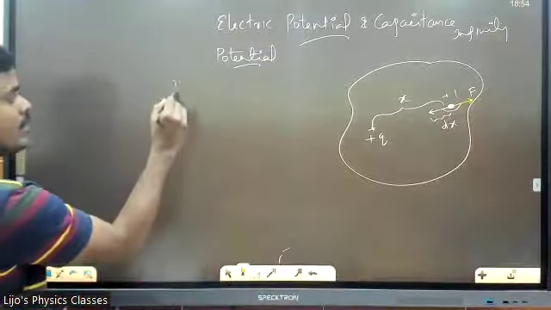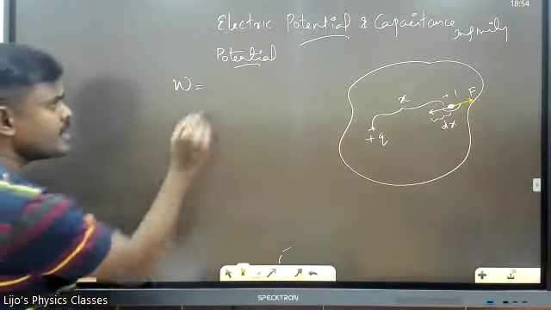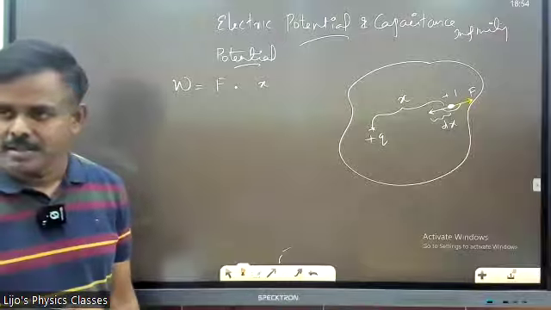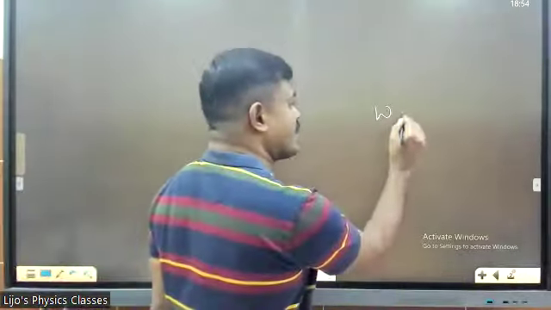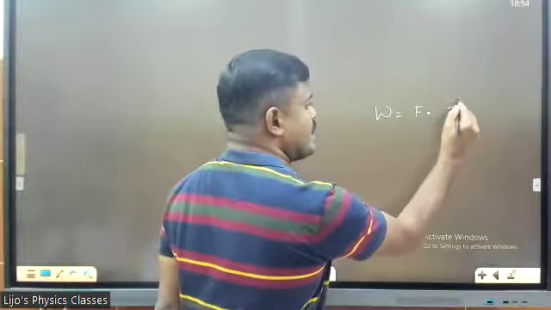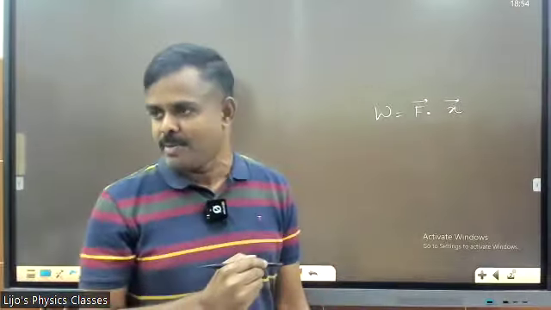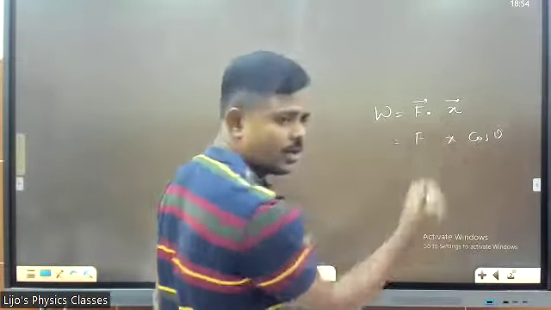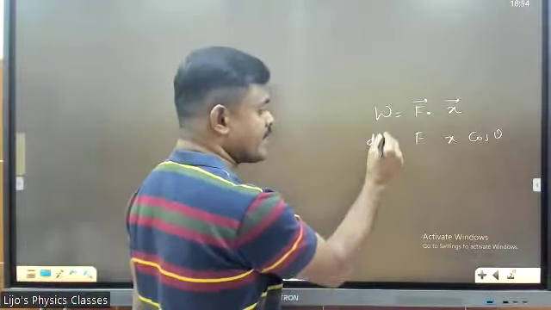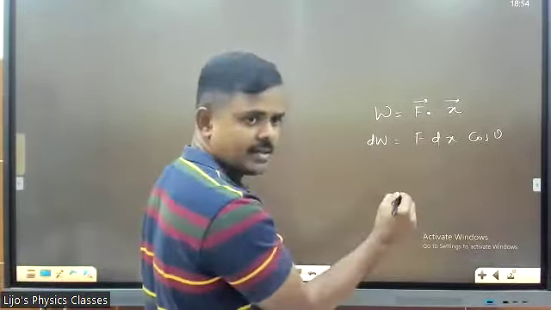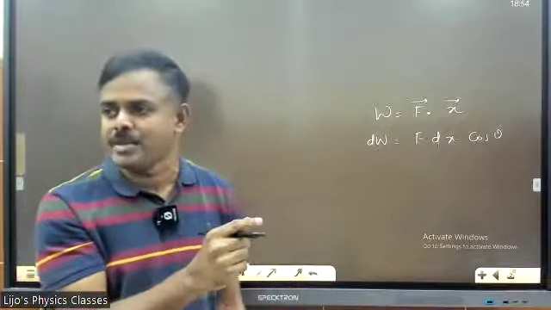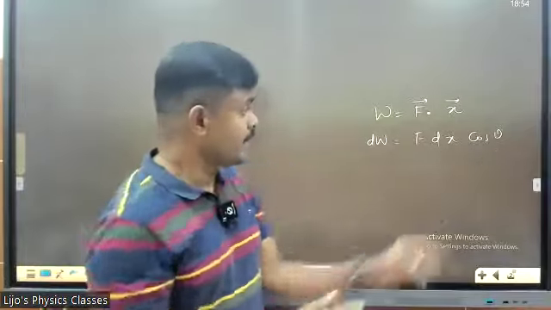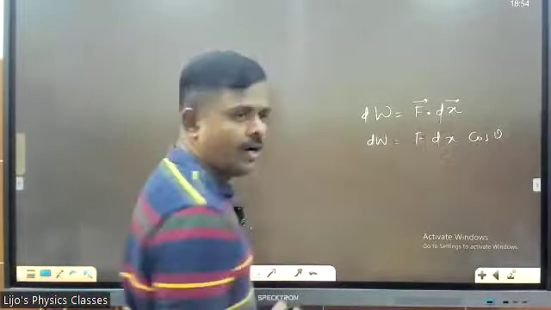So I'm going to write down the equation for work done. What is the equation for work done? Force dot displacement. You learned this in lower classes, even in first year classes. Work done is given by force dot displacement, that is equal to F into x into cos theta. What if it is small work done? For a small displacement, dW is equal to F dot dx.